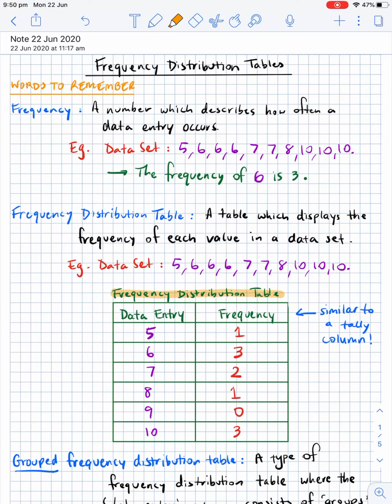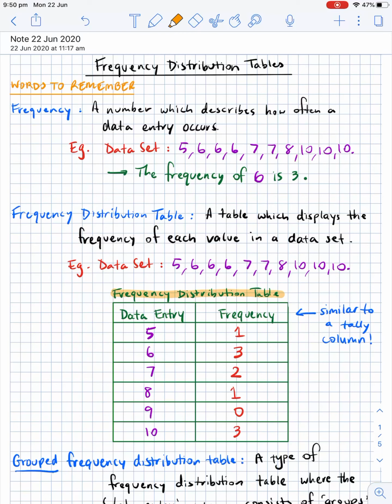Hi guys, for today's lesson we're going to be dealing with frequency distribution tables. So first up, what do I mean by this word frequency? It's a number which describes how often a data entry occurs, how often it comes up. So for this data set here, we can see that, say, the frequency of the number 6, well, 6 appears 3 times, as you can see here, so its frequency is 3, how often it occurs. Like the frequency of 10 would be 3, the frequency of 7 would be 2, for example.